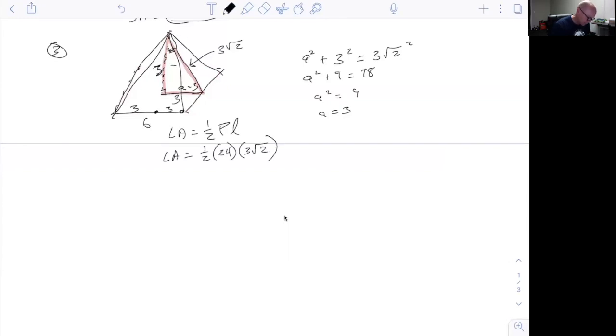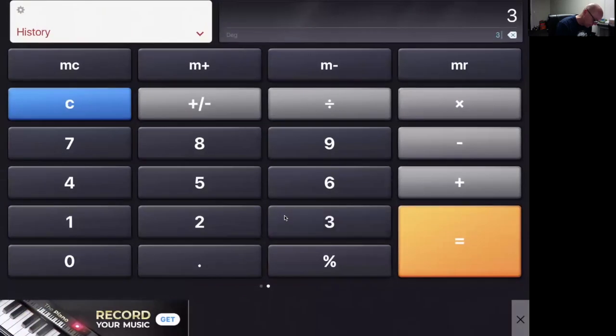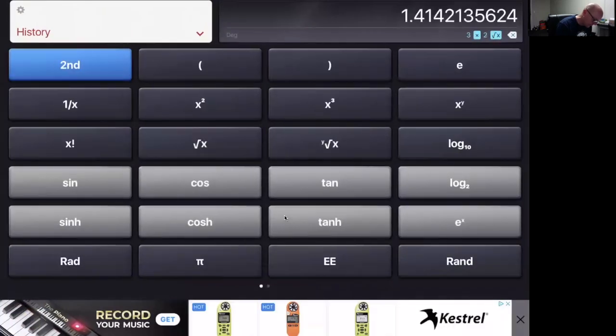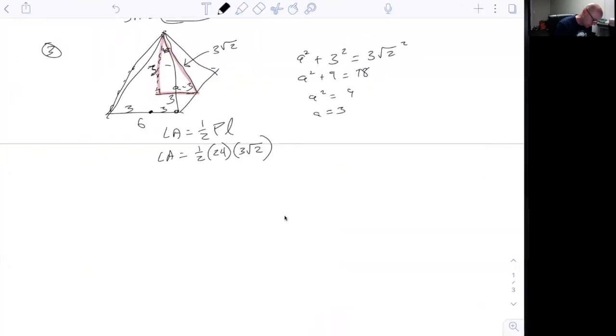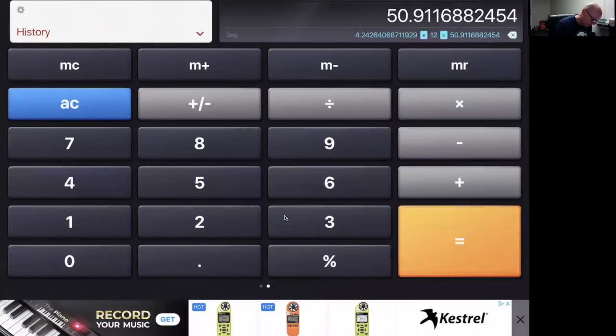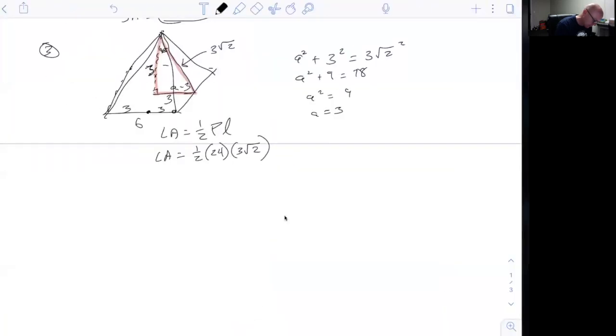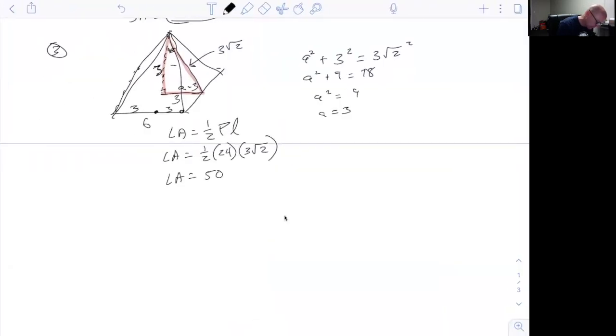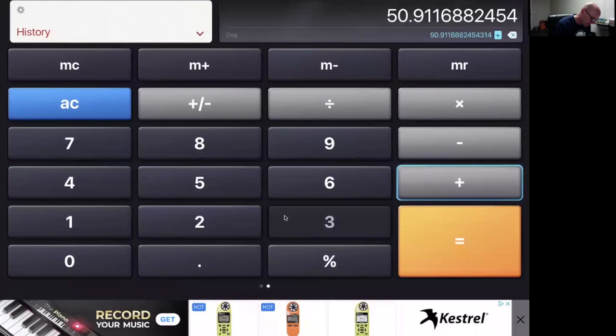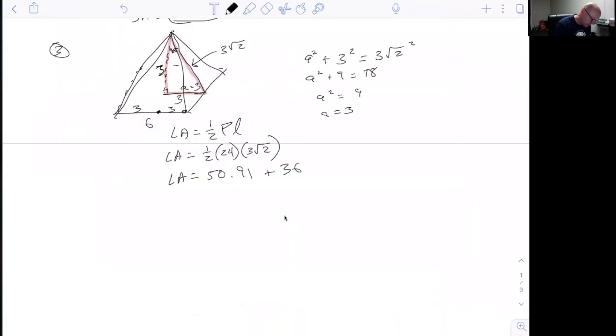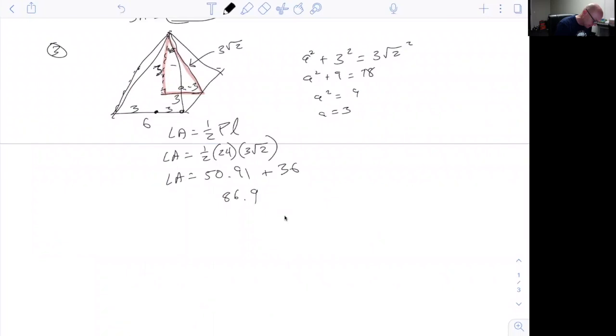And now let's do that. 3 root 2 times 12, basically. 3 times the square root of 2, times 12, equals 50.91. That's my lateral surface area. Now let's just add that to the area of the base. Area of the base, 6 times 6 is 36. So let's take my 50.91, add 36, and I get 86.9, basically. 86.9 surface area of that pyramid, and we were having centimeters squared. All right, I think we're good.